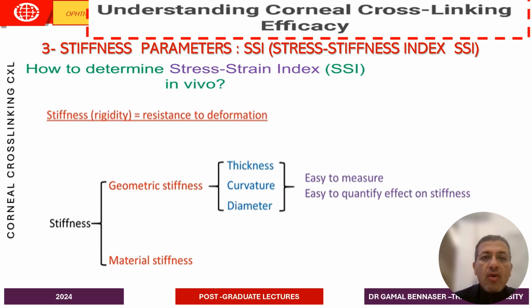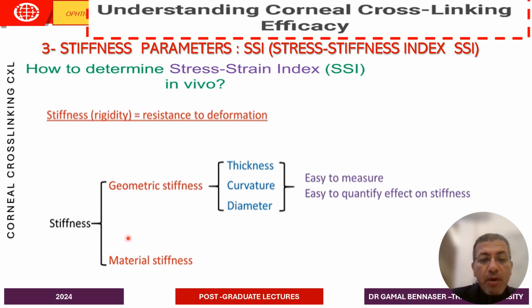Recently, the Corvis company could classify the stiffness of the cornea as due to different variables, mainly the geometric stiffness and the material stiffness. The geometric stiffness is related to the thickness of the cornea, and to the curvature and diameter. The more the thickness, the more the stiffness of the cornea, and the more the curvature, the more the stiffness, and the smaller the diameter, the more the stiffness. All these variables can be quantified and measured by tomography or by Scheimpflug technology.